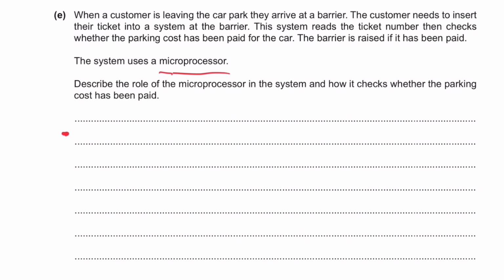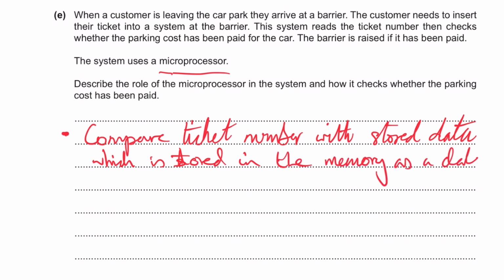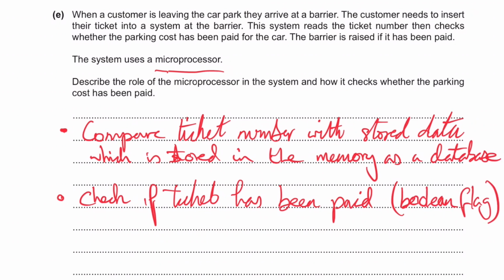Well, let's do this as a sort of step-by-step instruction. So first of all, what is it doing? It's comparing the ticket number with stored data. Okay, system reads the ticket number and checks whether the parking cost has been paid or not. Compare the ticket number with data stored in the memory as a database. So we've got a database full of numbers. Check if the ticket has been paid, usually a Boolean flag, yes or no.